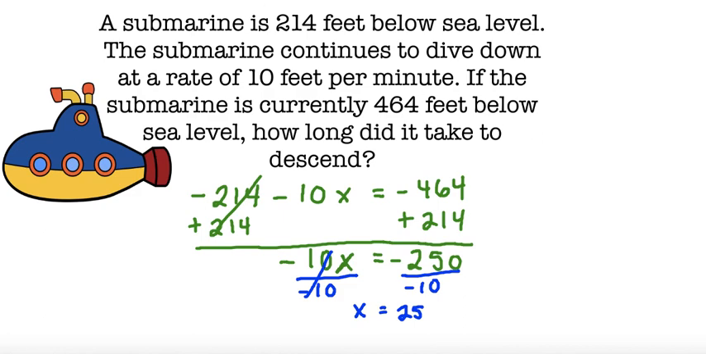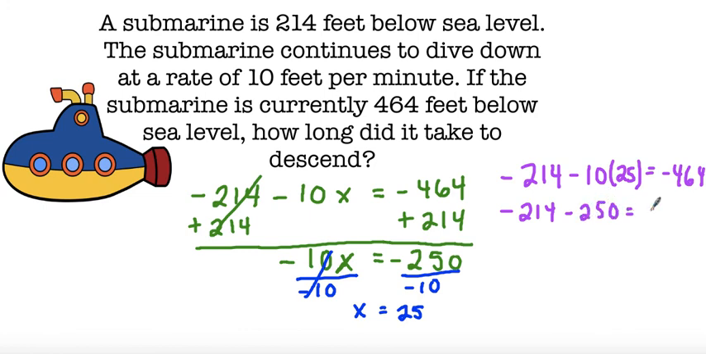So let's check our answer. Again, we're just going to substitute in order to check our answer. So we have -214 minus 10 times 25 is equal to -464. So -214 minus 250 is equal to -464. So our answer is correct. So the submarine took 25 minutes to descend to 464 feet below sea level.